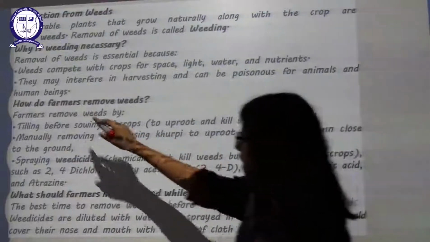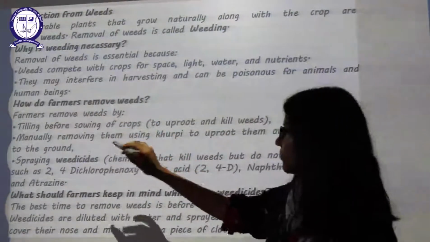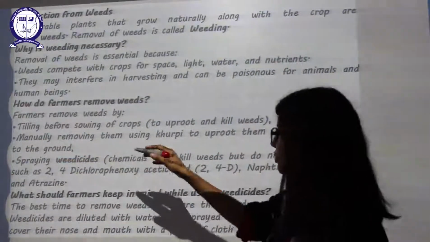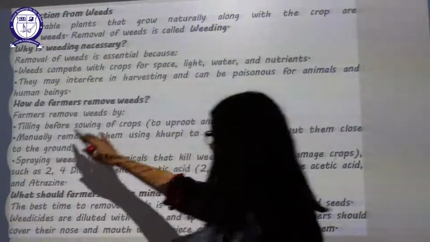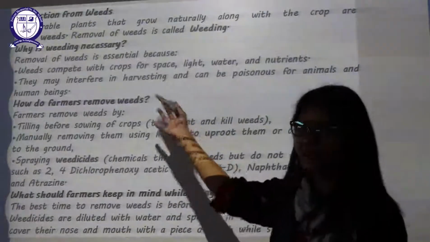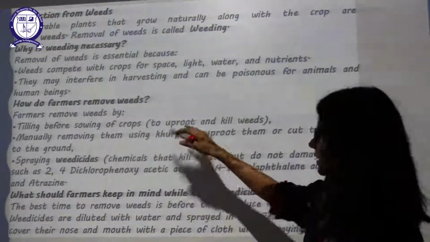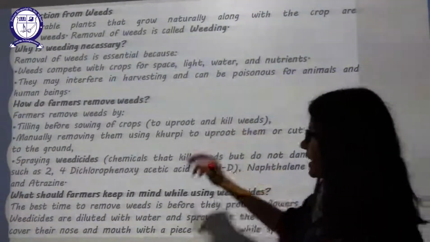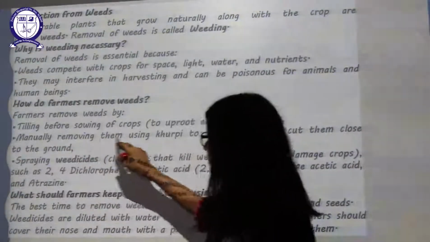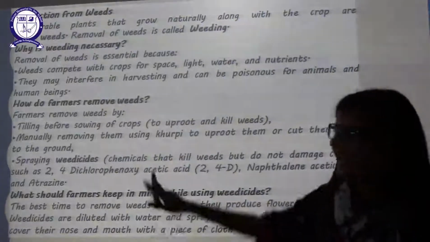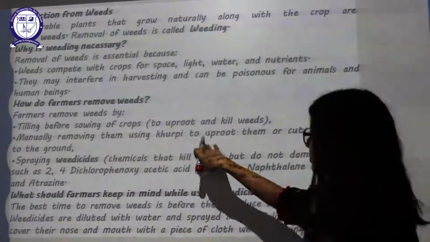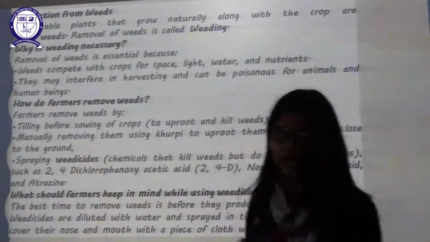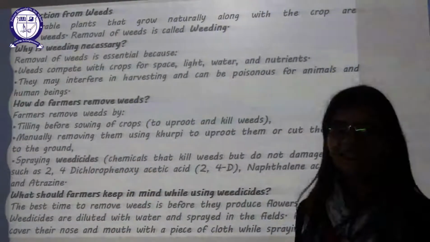So how is this done by the farmer? Firstly, by the tilling itself. Before the sowing of crop, we do the tilling process, which ultimately removes these weeds. The farmer uproots these weeds and kills them. Next, manually removing them using pruning. It is the agricultural implement to uproot them and cut them close to the ground. We need to cut their roots, otherwise it will grow again.